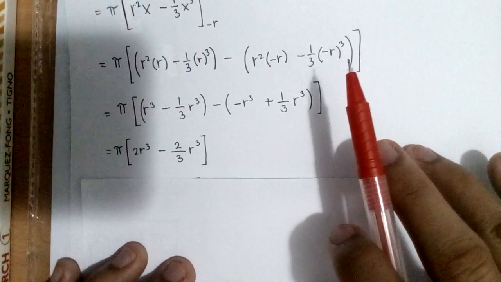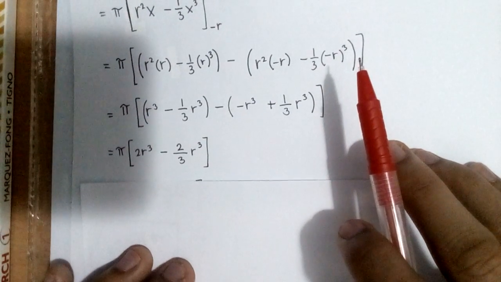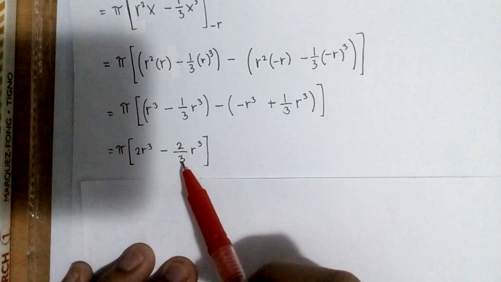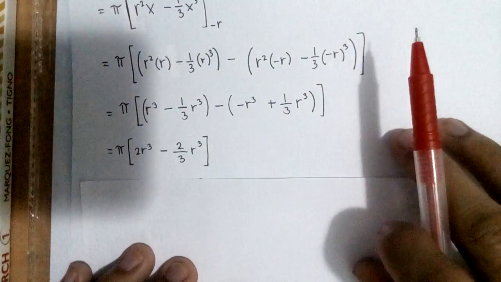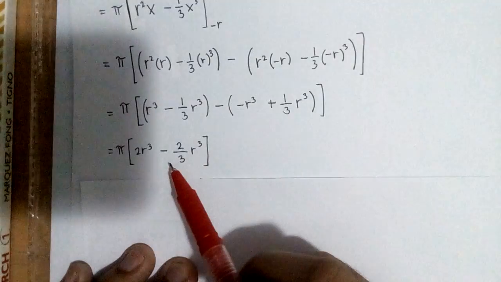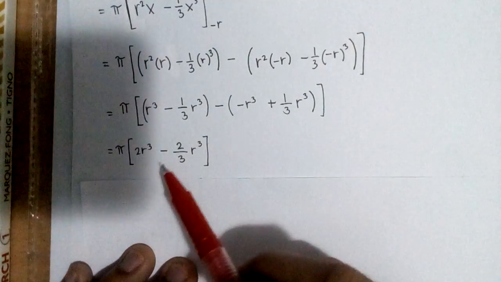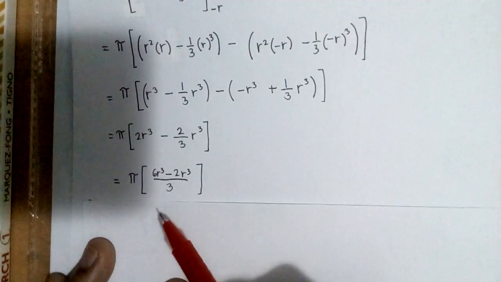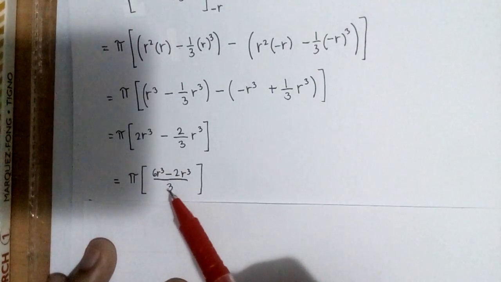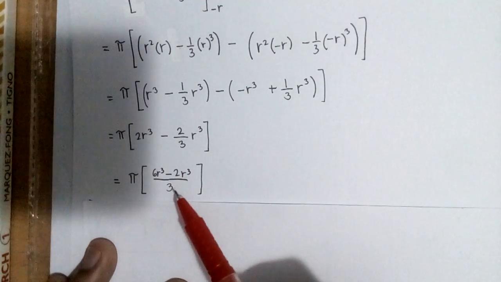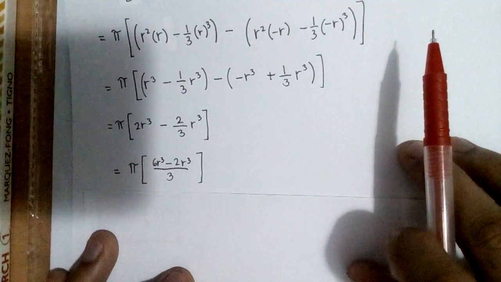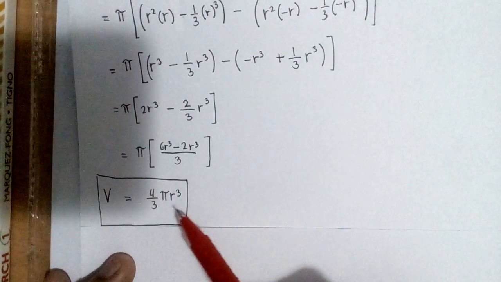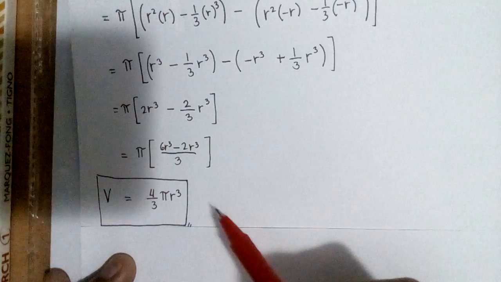And by adding these variables, finding the LCD, and then turning this into one big fraction, we get the following. And 6 minus 2 is equal to 4. 4r cubed over 3 times pi, or from our volume equation, 4/3 pi r cubed. True.